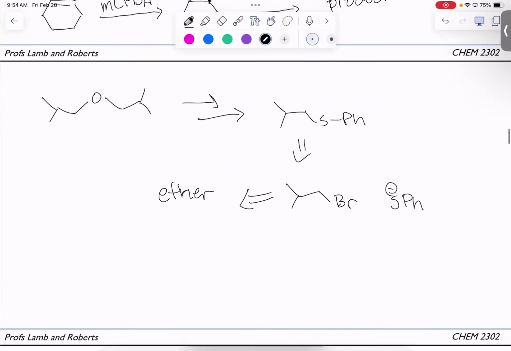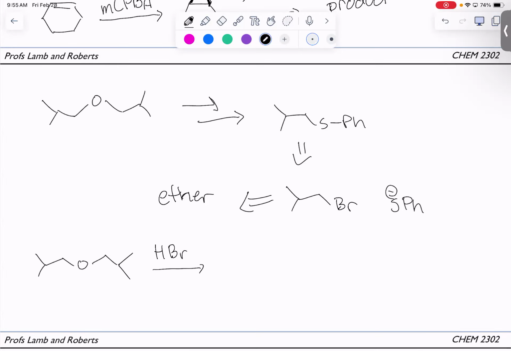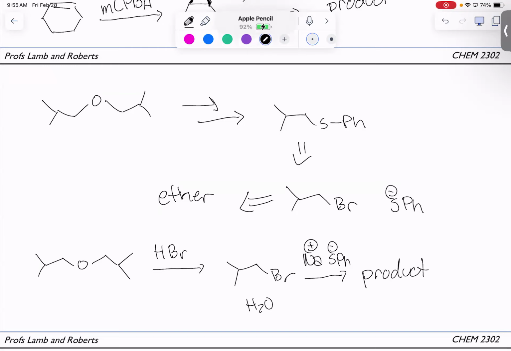So let's see what this looks like in the forward direction. We take our ether. We don't need to worry; this is a primary ether on both sides. We would add in our HBr, and we would get 2 equivalents of our alkyl bromide and our water byproduct. Then we would add in our nucleophile, which is a sodium phenyl sulfide, and we would get to our final product. So this is what we're thinking of you all to look for: where can we break bonds and how can we go backwards. All right, that's all for today.